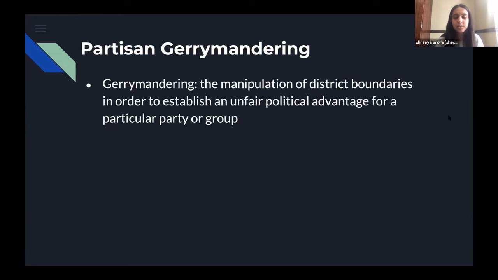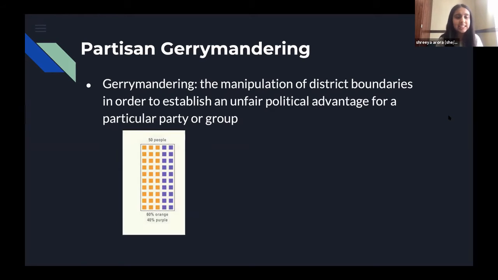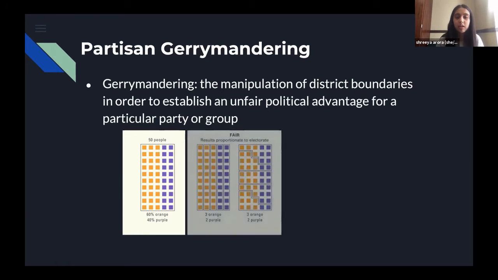or group. To further understand this, here's an example where we have 50 people and 60% of them are with party orange and 40% of them are registered with party purple. What we're trying to do is fairly split them up into 5 districts. In a fair districting plan, you would have results that are proportionate to the actual registration statistics. This means having 3 of the districts go to the orange party and 2 of the districts going to the purple party, just because that aligns with the percentages of voters.